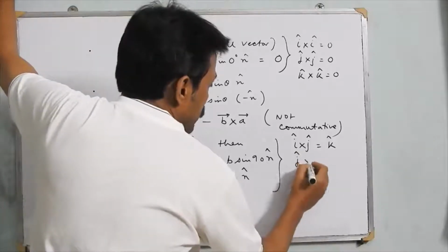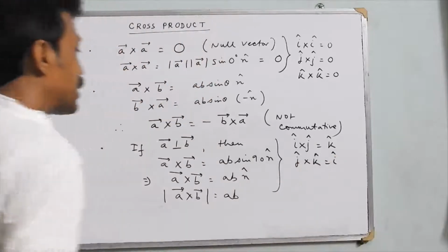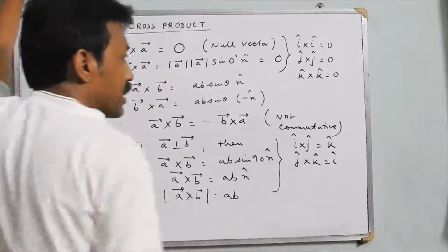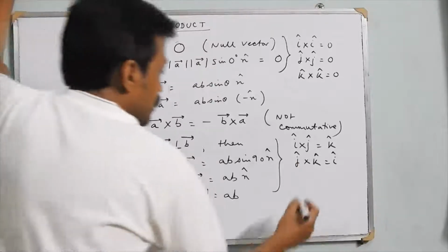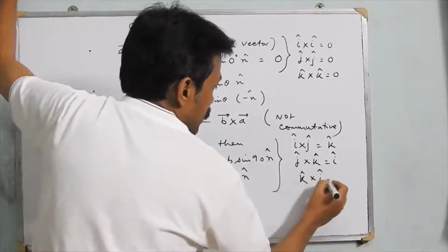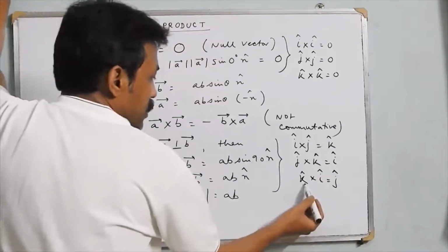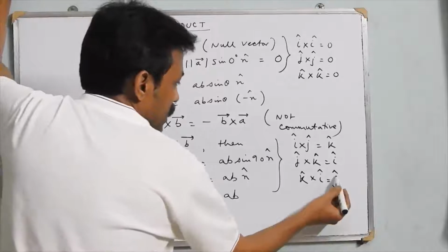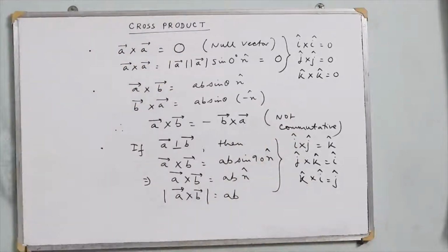Similarly, you can say j cross k is i hat. That is, the unit vector perpendicular to the yz plane is the unit vector along the x axis, that is i hat. Similarly, you can say k cross i is j hat, because the unit vector perpendicular to the zx plane or the xz plane is the unit vector along the y axis. So it will be j hat.